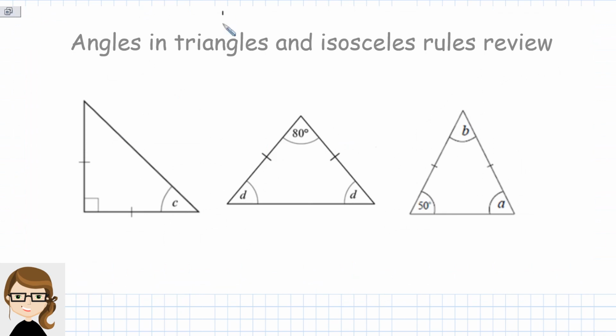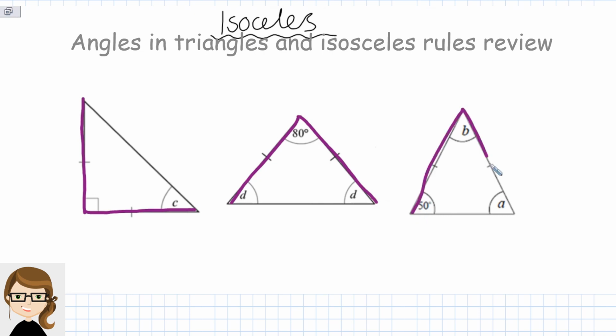So let's take a look at some isosceles triangles. An isosceles triangle has got two sides and two angles the same. Let's show you by highlighting in purple. So those two sides are the same, these two sides are the same, and these two sides are the same. You can see that with the mini perpendicular line that indicates those sides are the same. And then the corresponding angles are the same.